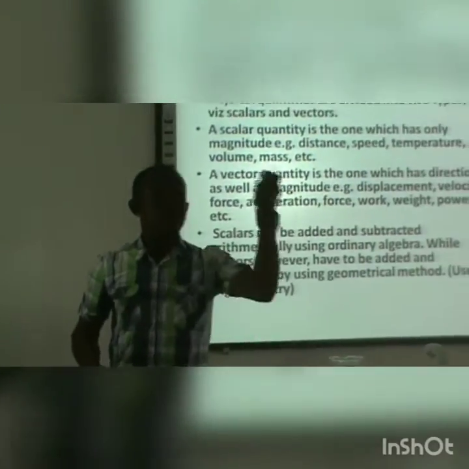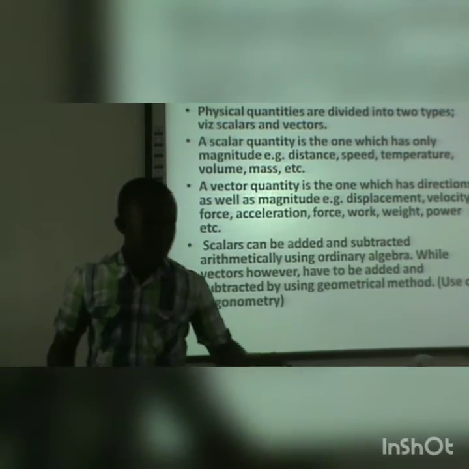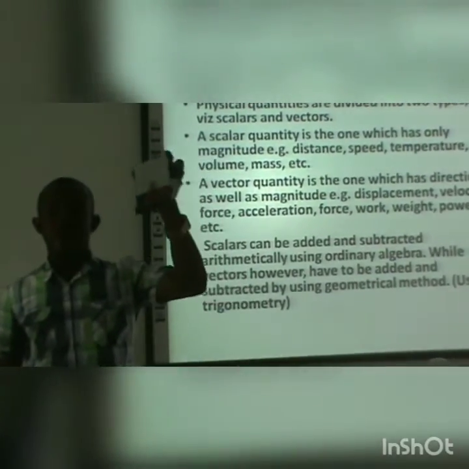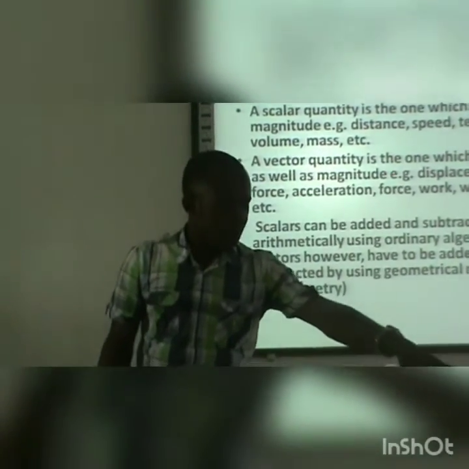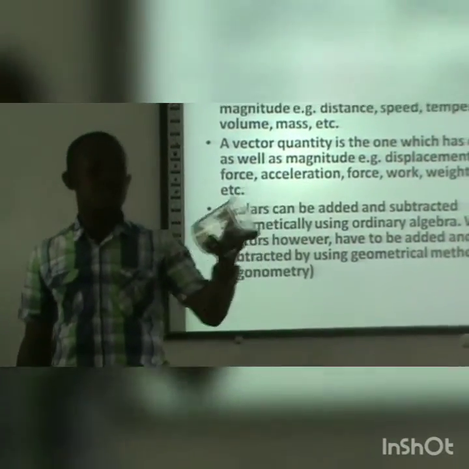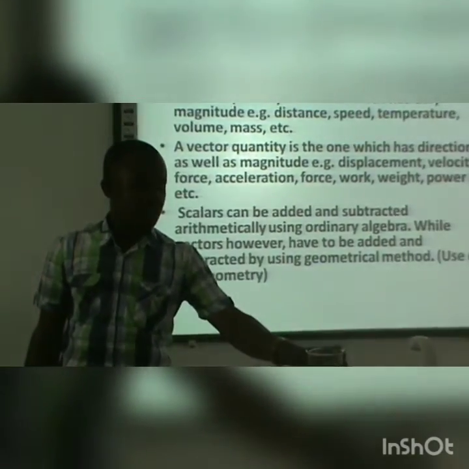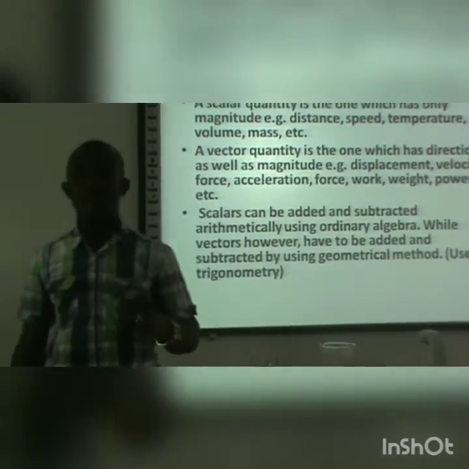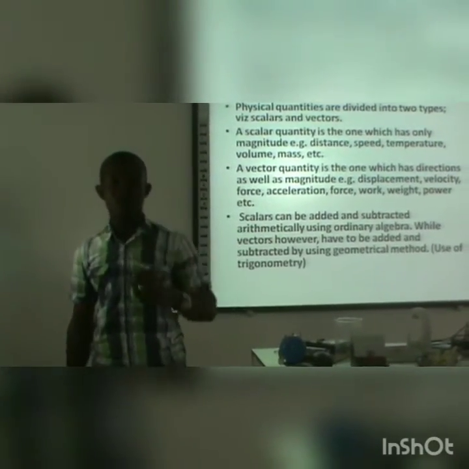This is a scalar quantity. It has only mass. This is a scalar quantity. We use it to measure the amount of current. This one is also a scalar quantity that has the volume of 500 ml. All these things here are regarded as scalar quantities because they have only magnitude.